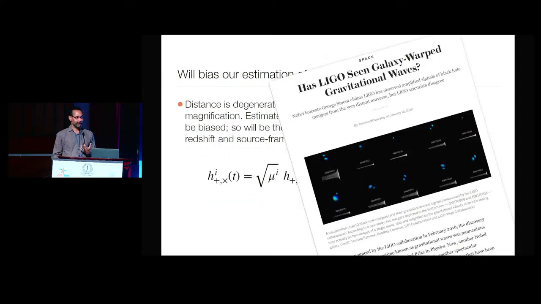So it is natural to wonder whether these sort of extreme high-mass black holes that we see using gravitational waves, which are very different from the galactic black holes that we see from X-ray observations, are a result of the gravitational lensing?